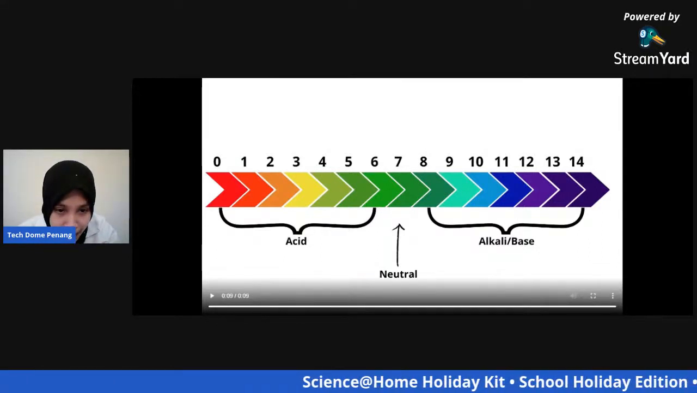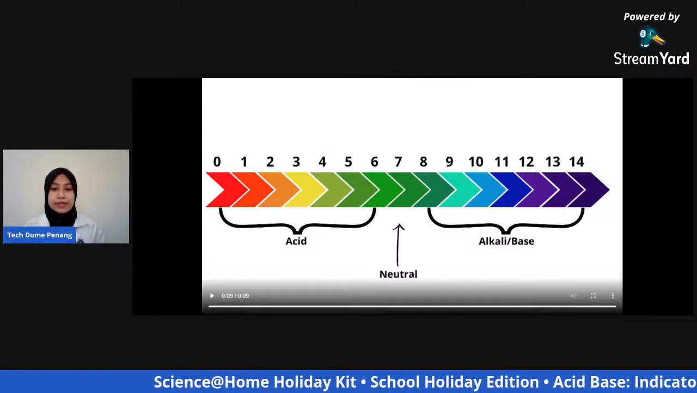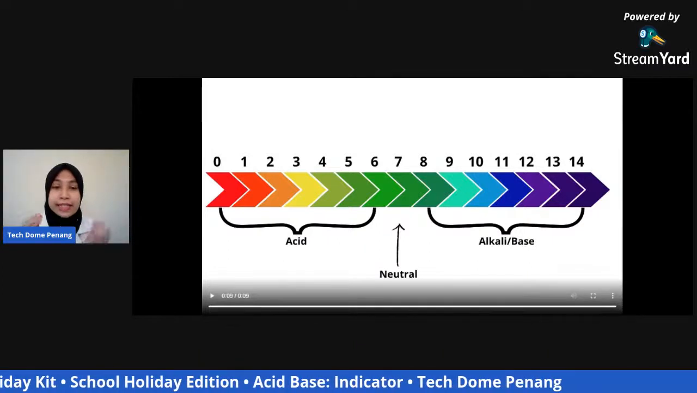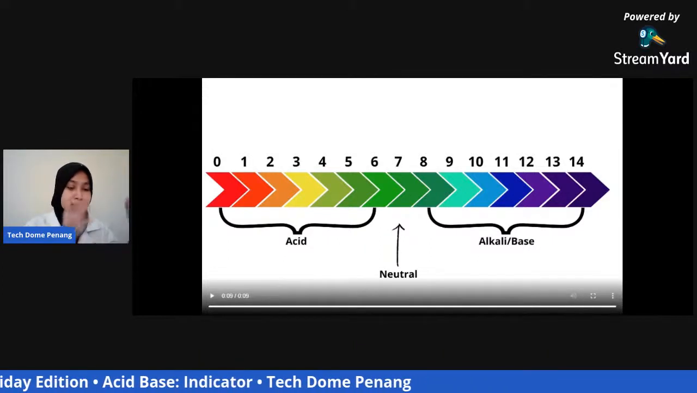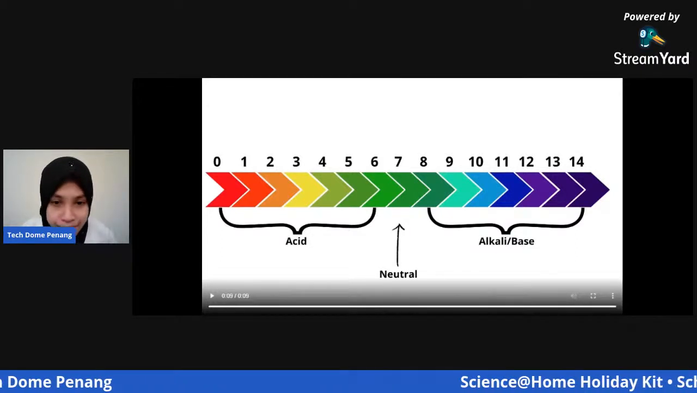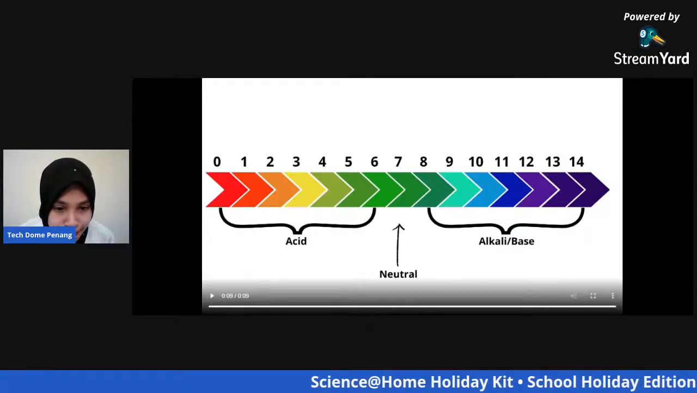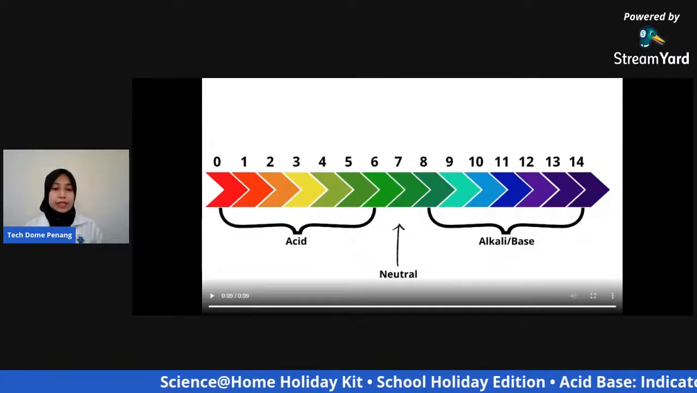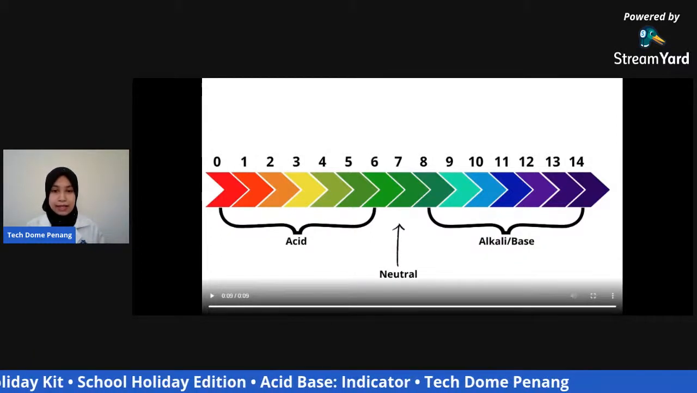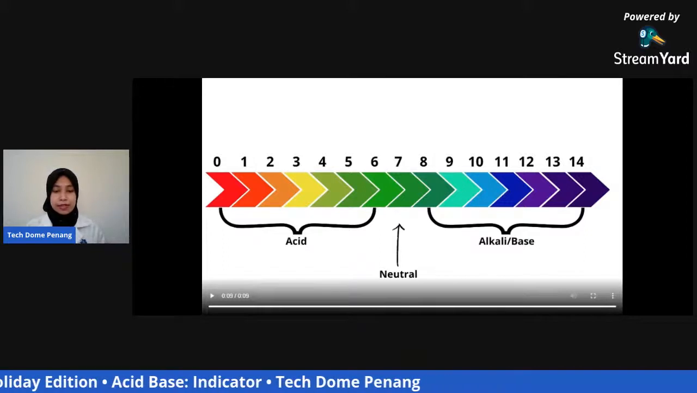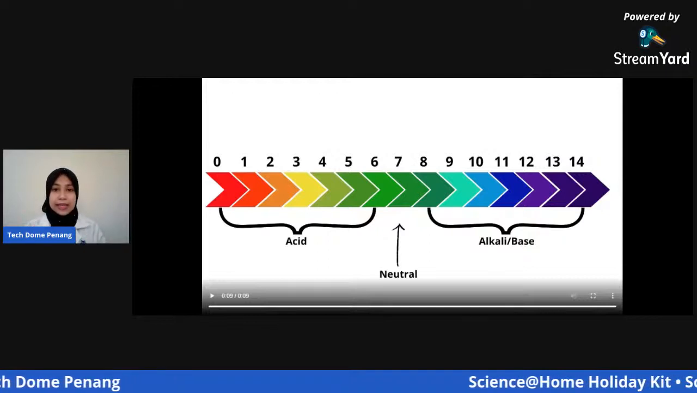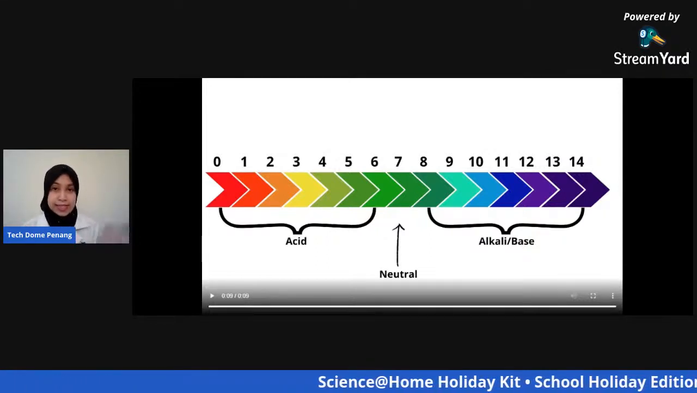So today, since we are learning about acid and base, I will teach you how to test whether a substance is acidic or basic. We are going to do this test today. For the characteristics of acid, neutral, and alkali, I will now mention alkali as base. Okay, so acid and base.